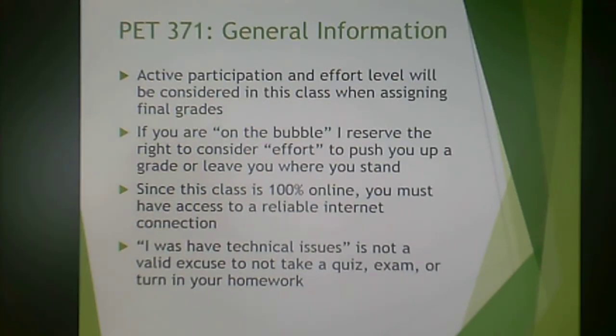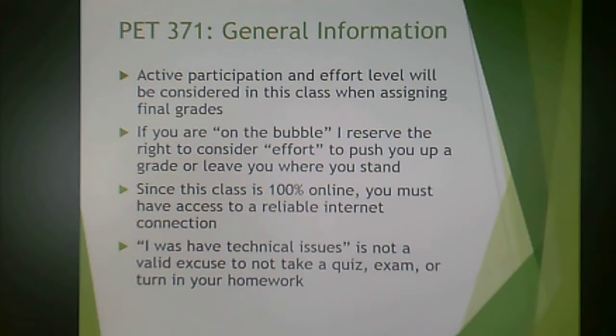So, here's some general information. I will consider active participation and effort level when assigning final grades. If you are the person who is always on top of your quizzes, always on top of your homework assignments, and you are on the bubble, I will keep this in mind if you happen to fall in between a grade. So, you have an 89.6 and you've been a model student, you'll get an A. If you have an 89.6 and you've been kind of a pain in my rear end, you will get the grade you earn, which is a B. Anything below a 90 is a B.